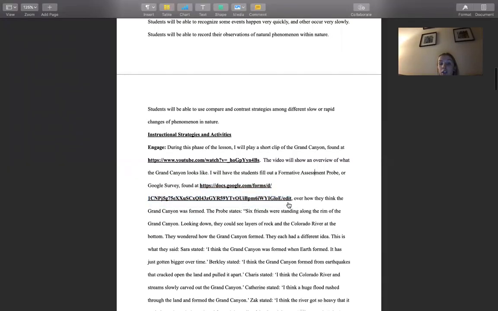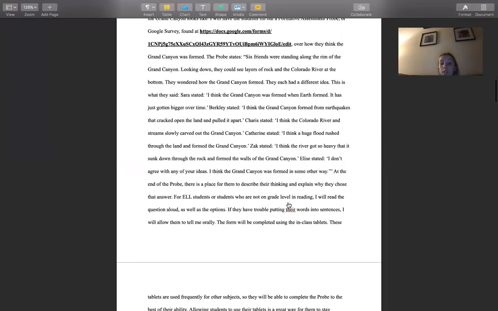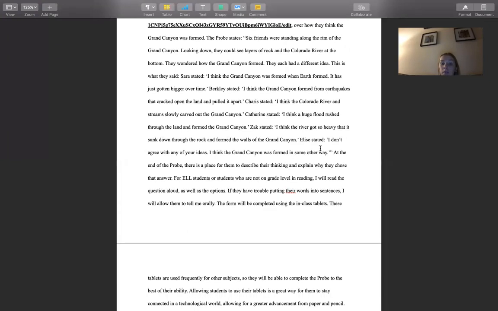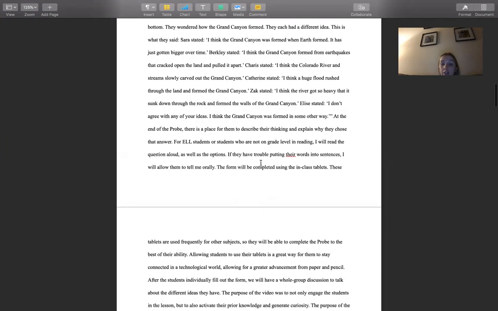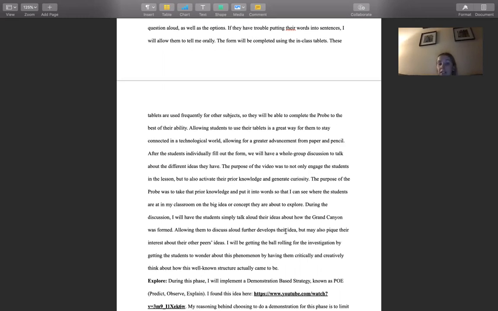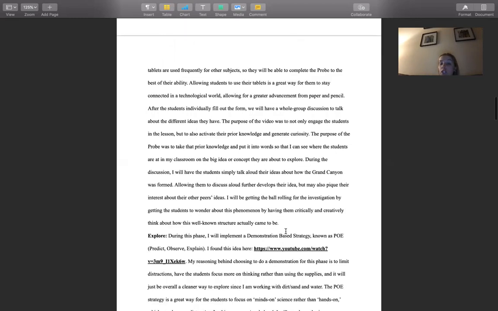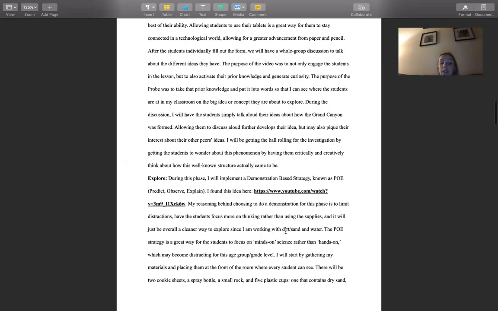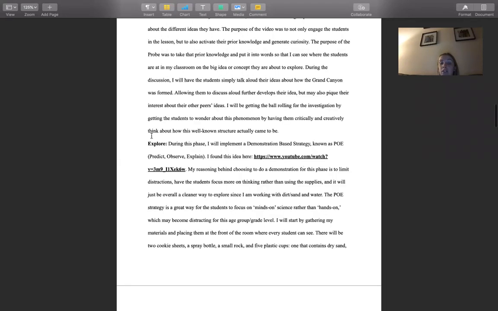So then after filling out the formative assessment probe, we would, of course, discuss the ideas and what everyone thought, talking about their ideas aloud, discussing further developments for their idea, and piquing their interest about other peers' ideas. So this gets the ball rolling for the investigation or the demonstration that I'm going to be doing next, to have them start critically and creatively thinking about this well-known structure and how it came to be.